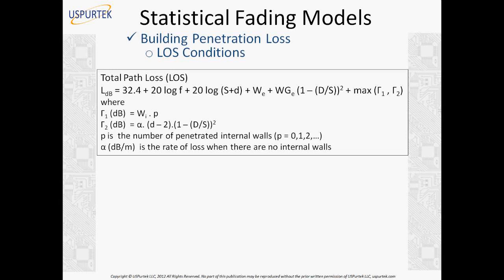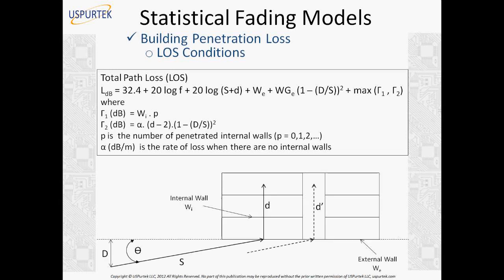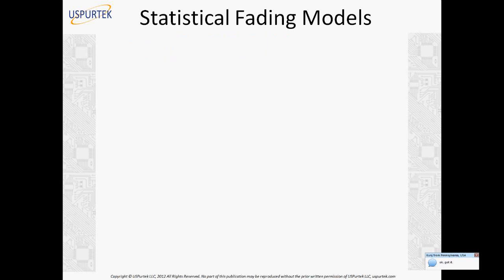Now the total path loss is given by this equation. We also consider the number of penetrated internal walls, parameter P here. And then we have alpha. Earlier somebody was asking about specific absorption rate, but here it's not absorption, it's the attenuation rate that we are considering. dB per meter is the rate of loss when there are no internal walls. That's how fast the signal attenuates, right?